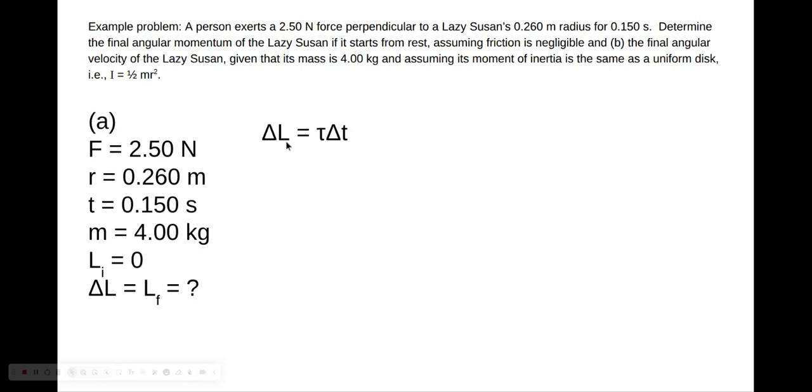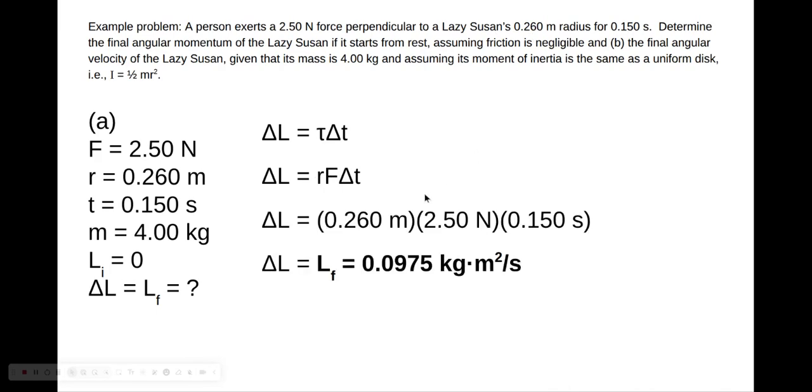So here is our angular momentum equation in general. It's the torque times the change in time. We don't know torque, but torque is equal to the lever arm times the application of a perpendicular force. And it says that the force was applied perpendicularly at 2.5 newtons. And the radius is 0.26. So let's multiply those two together and multiply time. And that will give us a final angular momentum of 0.0975 kilogram meter squared per second. So that's the answer to part A.